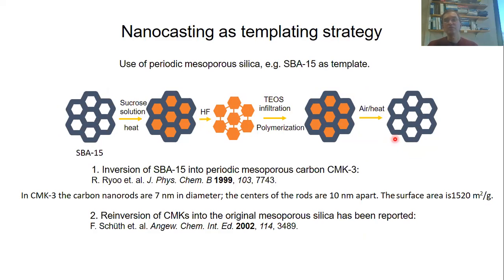Of course, from a practical standpoint, there is no point in making the same structure again from the original structure. This is just an exercise to show that the reversal also works, that we can also start from a periodic carbon and produce a mesoporous oxide, in this case silicon dioxide, using that periodic mesoporous carbon. So you demonstrate the functionality that a mesoporous carbon can also be used as a template.